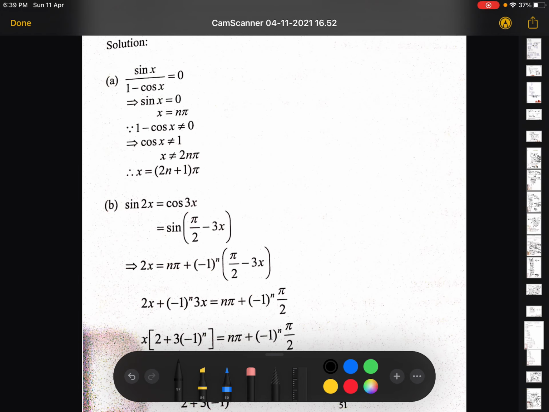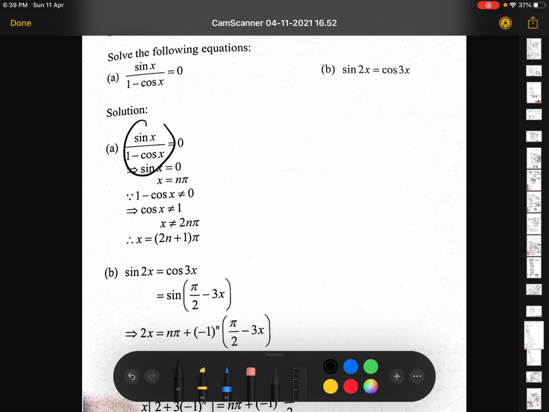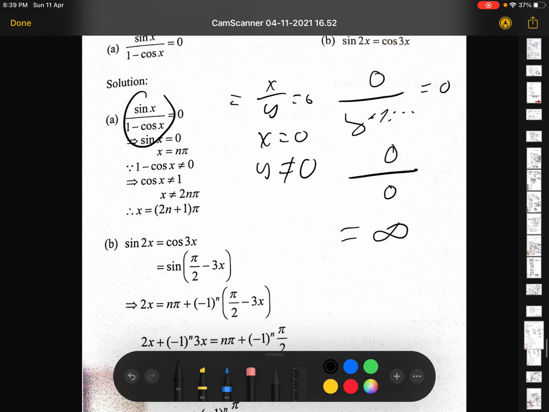So, number 1, sin x over 1 minus cos x equals 0. If a fraction equals 0, it means two things: the numerator equals 0 and the denominator cannot be 0. Because if the denominator equals 0, then you will get 0 over 0, which is undefined. And if you get 0 over whatever number it is, it will still equal 0. So that's why the numerator equals 0.